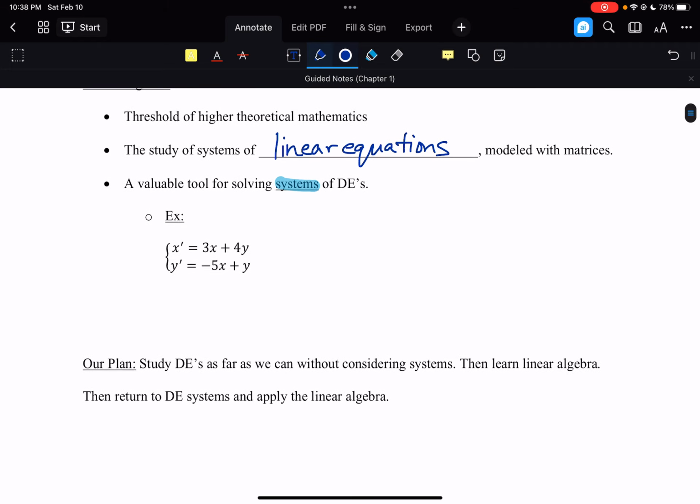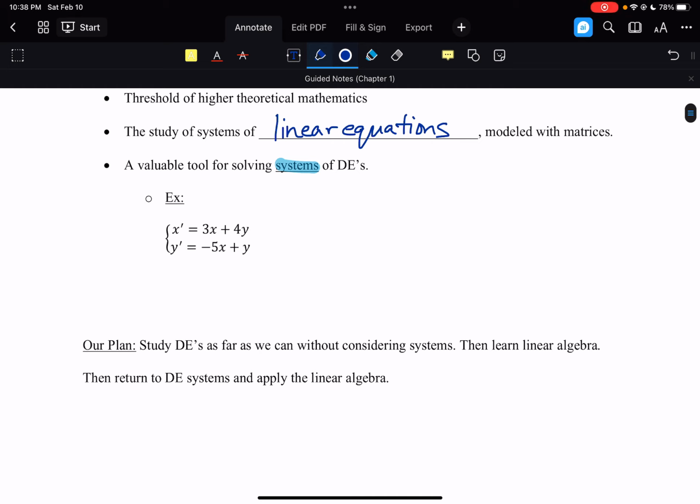So our plan and kind of the guide map for this course: we're going to study differential equations as far as we can without considering systems. Then we're going to reach kind of a wall where we need to stop talking about differential equations. We're going to learn linear algebra. And once we have the tools of linear algebra at our disposal, we're going to return to differential equations and start looking at systems of differential equations and start applying those linear algebra concepts now that we have them.